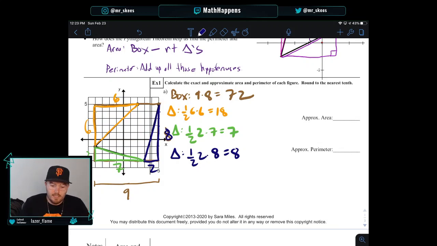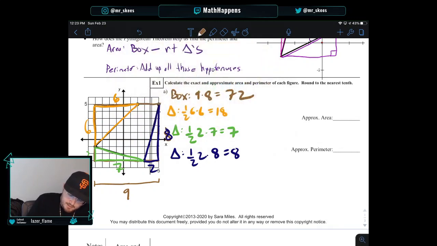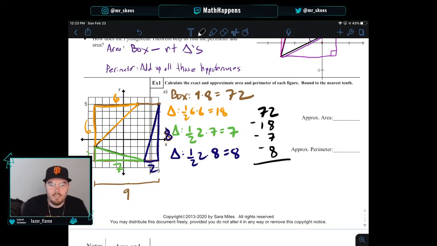So if we take these pieces, right? Let me just do it in black here in the end. If we take those triangles and subtract them away, it leaves us with, well, let me not.